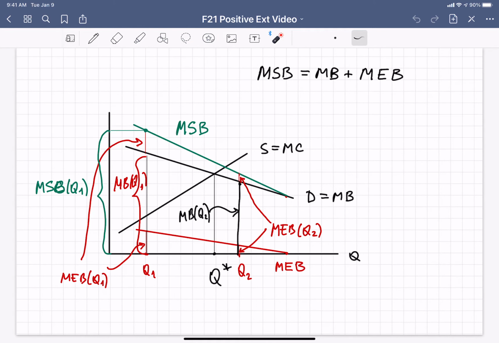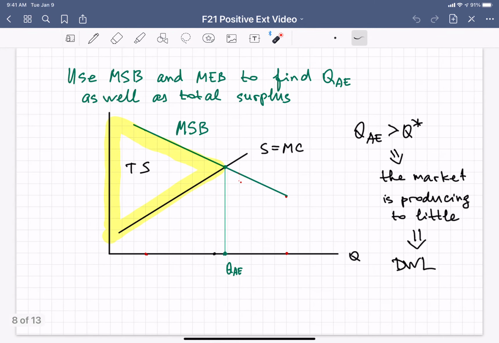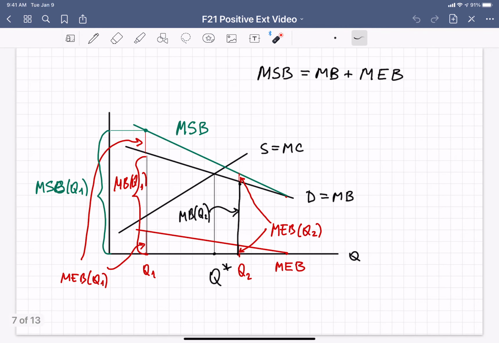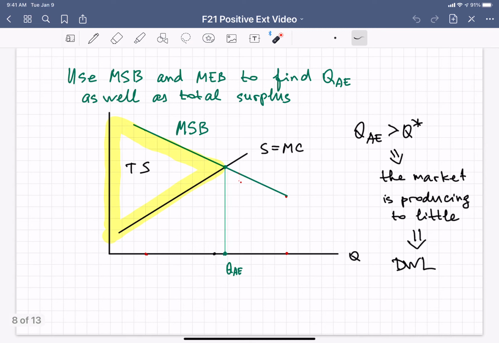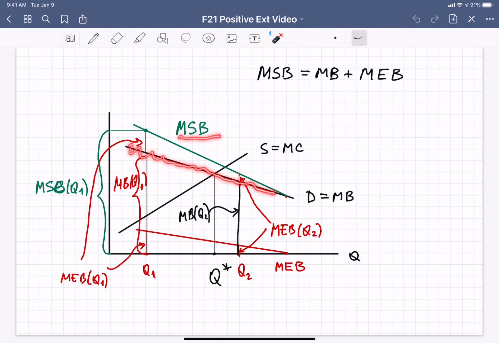All right, so here we go. That's how we get MSB. This graph shows where we find total surplus. So total surplus now is found under the MSB curve, not the MB curve. We forget about the MB curve because it underestimates the overall benefit. MSB takes into account both MB and MEB. So that's why we want to use it when looking for the point of allocative efficiency. If we draw this curve separately, along with marginal private cost, we'll find the point of allocative efficiency here.